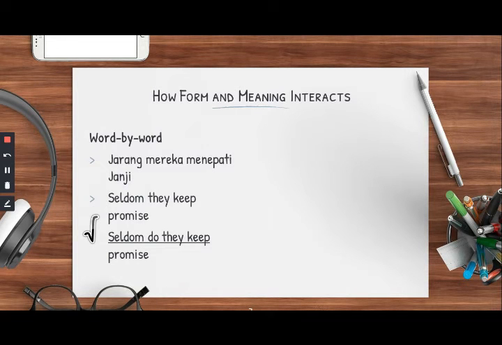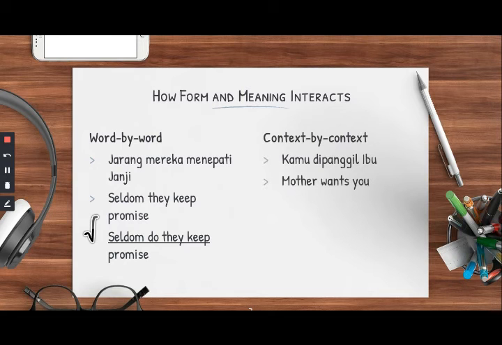Oke? Nah, ada juga yang disebut dengan context by context translation. Jadi kita nggak hanya menerjemahkan forms di situ, cuman kita memperhatikan the context of communication and also the context of the language. Misalkan kita punya contoh nih, kamu dipanggil ibu, kita nggak mengucapkan kamu.